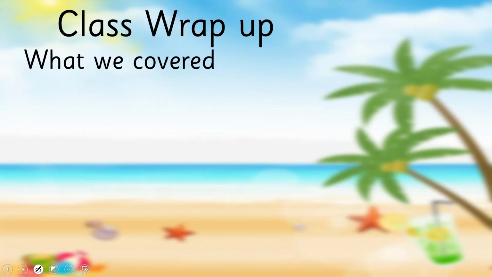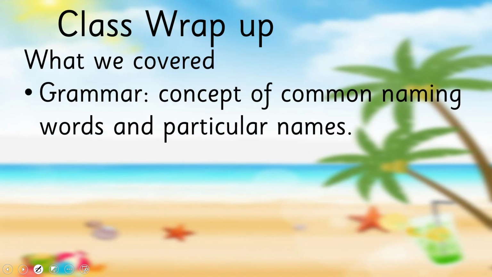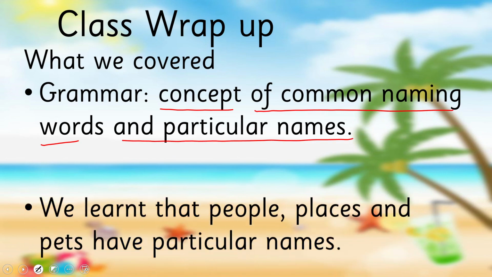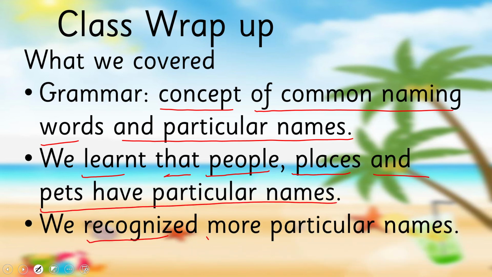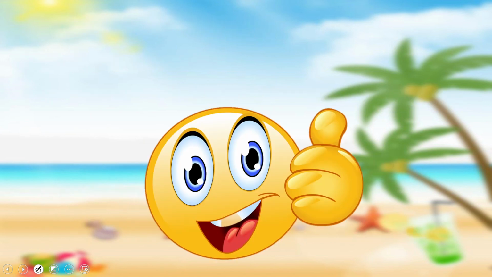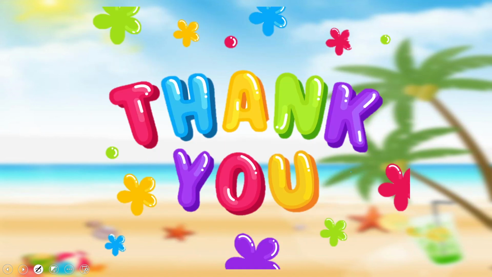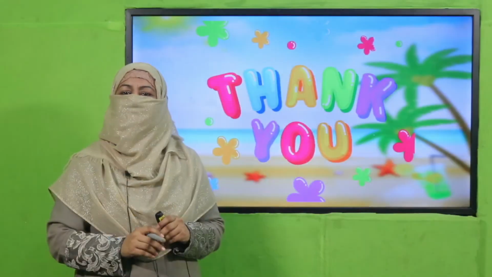So what we have learned today, we learned the concept of common naming words and particular names, and we learned that people, places, and pets have particular names, and we recognized more particular names, and we also classified the naming words into different categories. So that's it for today.